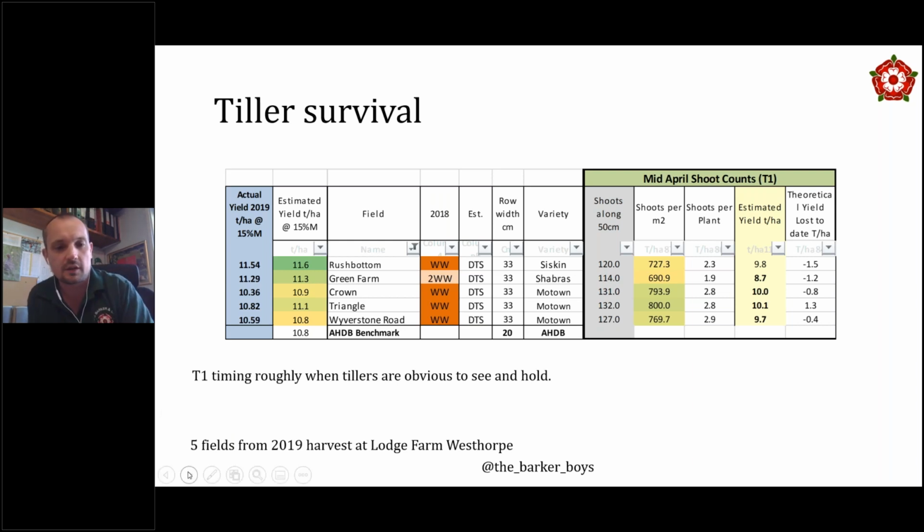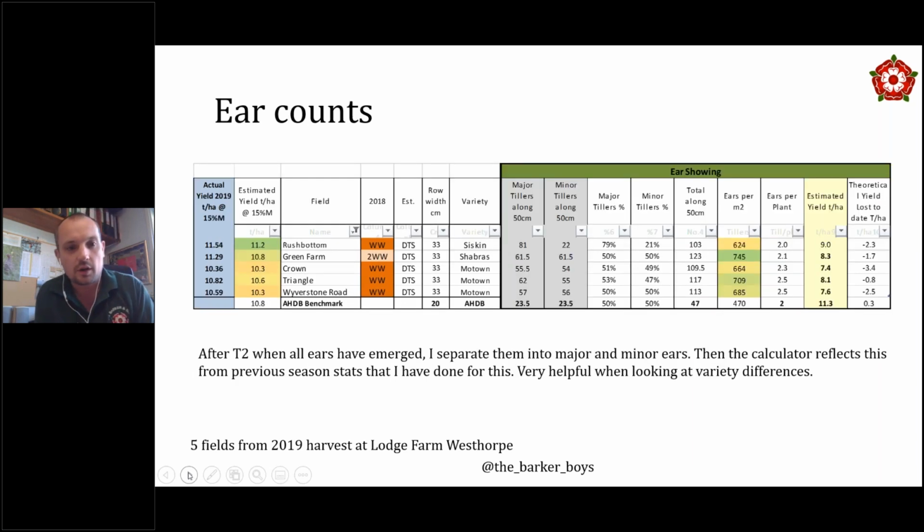So my row widths are 33 centimeters. With the DTS, it's a band. It's a bit easier if you've got a disc coulter or a single tine coulter, because it's easier to count. But mine's a band on 33 for this one. It's just adapting to the drills and the systems that you've got. And then you can play around with all the stats and make stats look how you want.